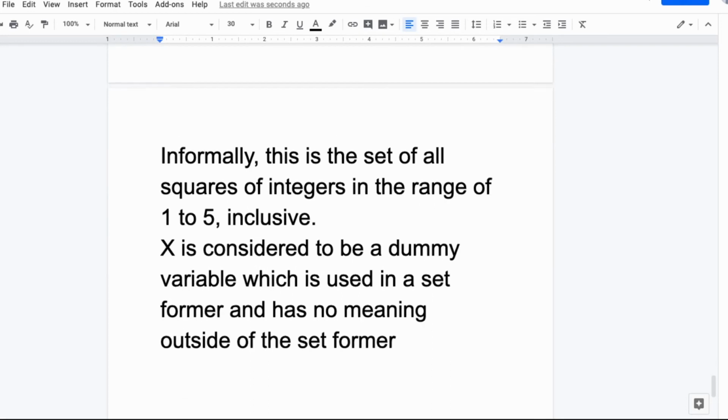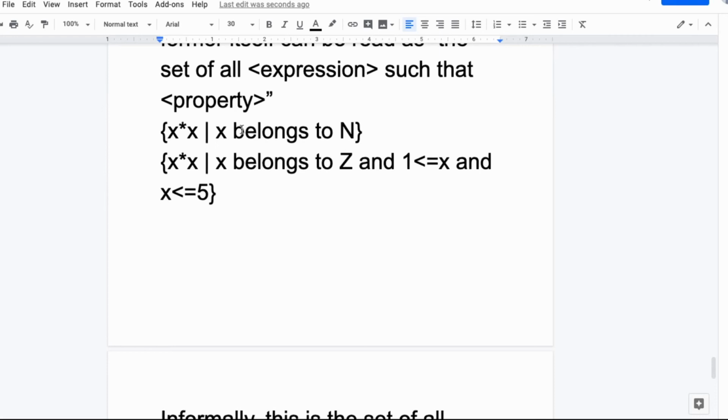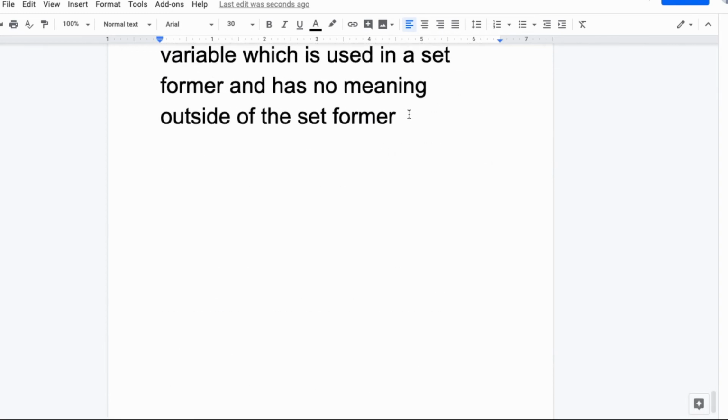So in other words, over here, this set is basically the set of all x squared, where x is a natural number. But instead of x, I might have put z, y, or c, a, b. It doesn't really matter. It's dummy because it doesn't mean anything outside of the set former. It just means take any number. It means that it is a set of all squares of natural numbers. You can call that x squared, y squared, z squared, it makes zero difference. That's what it means: zero meaning outside of the set former. So they are local to the set former.